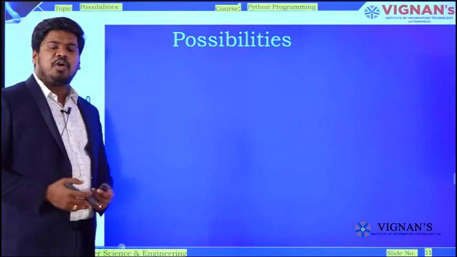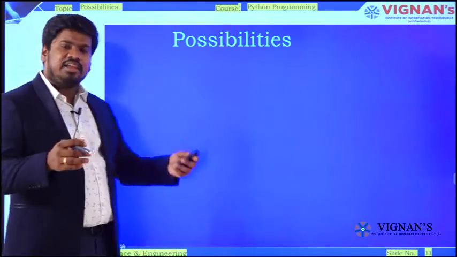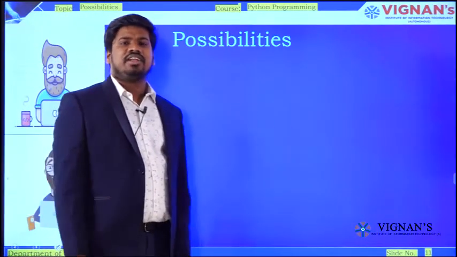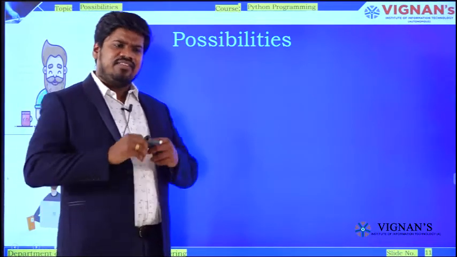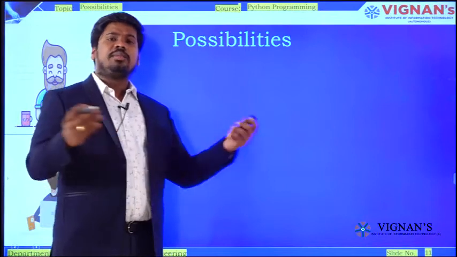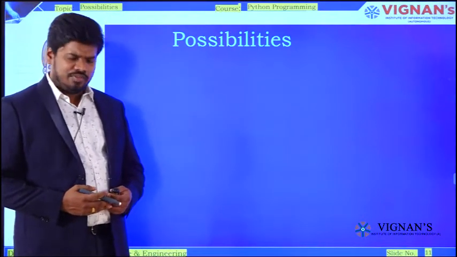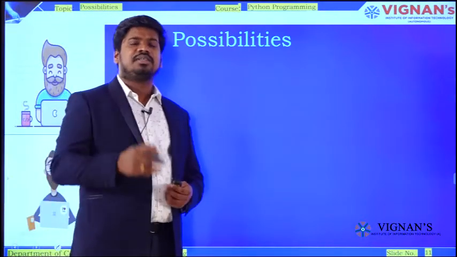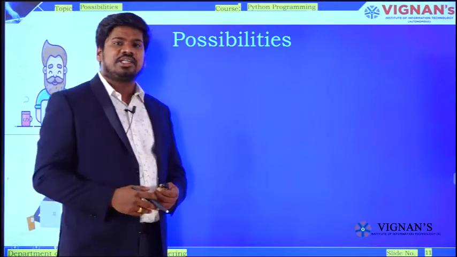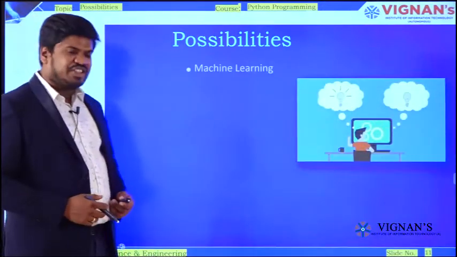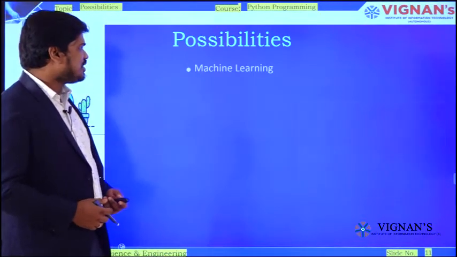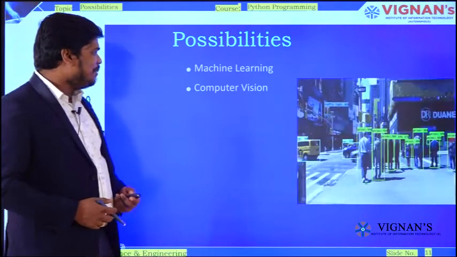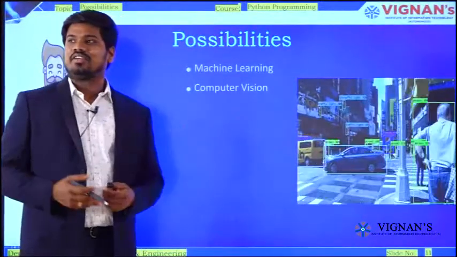So what are the various possibilities? Sir, tell me, what are the various avenues? I have learned Python completely. I have learned everything in Python. Now tell me, what are the various possibilities where I can make my career? If you ask me this question, my straight answer would be, first, in the machine learning industry, you can make your career. And coming to the next one, computer vision is one of the possibilities where you can make your career.